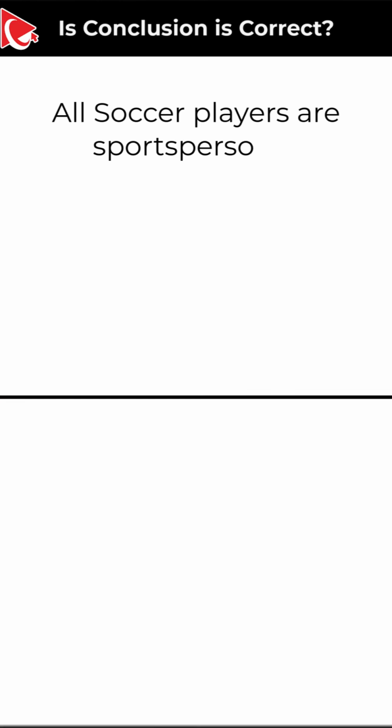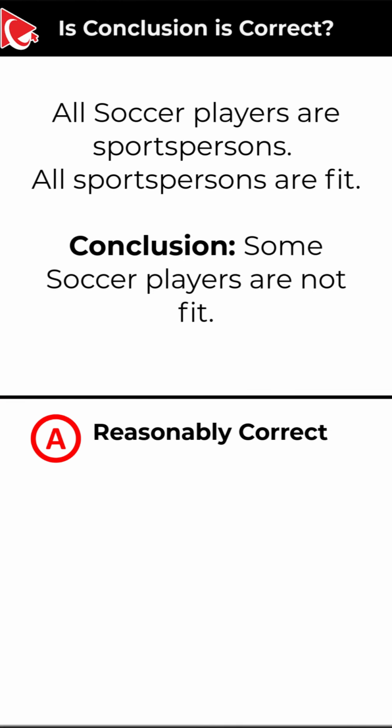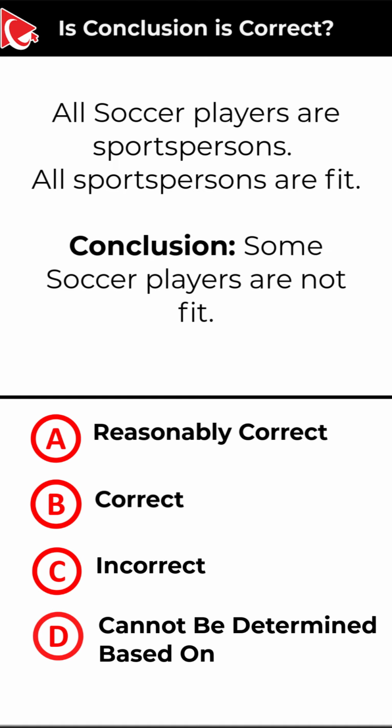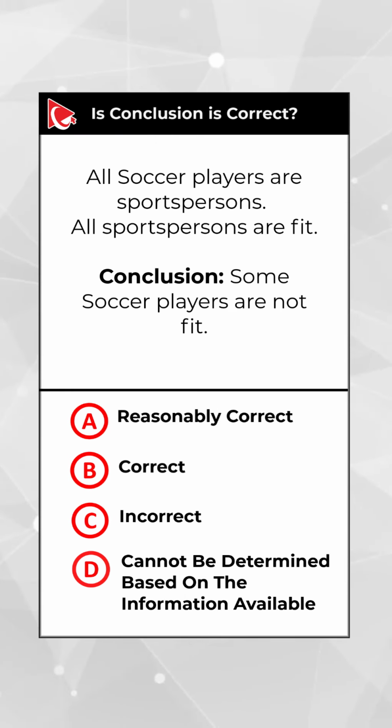You have 4 different choices to determine if the conclusion is accurate. Choice A, it's reasonably correct. Choice B, it is correct. Choice C, it's incorrect. And choice D, it cannot be determined based on the information available. Do you think you know the answer? Give yourself a little bit of time, maybe pause this video and take another look at the statements and at the question itself. Ready or not, I am going to move forward and reveal the solution.